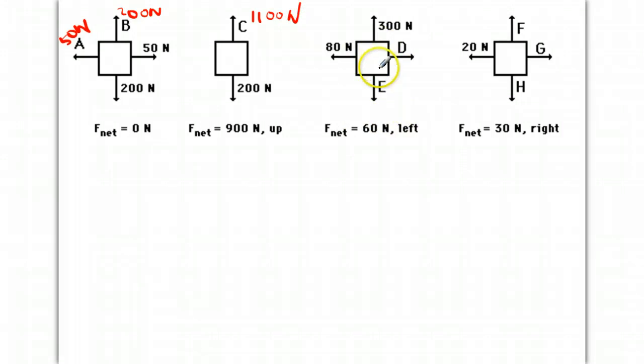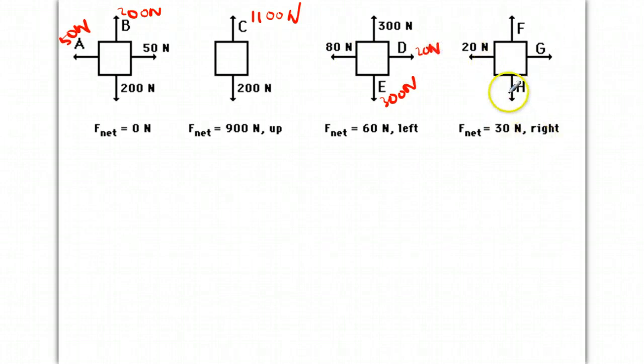The third one, if I have 60 newtons to the north, 60 newtons to the left, the letter E is going to have to cancel. So the bottom force, the downward force, must be 300 newtons also. And then if I have 60 going to the left, then there must be an opposite to the right of 20 newtons.